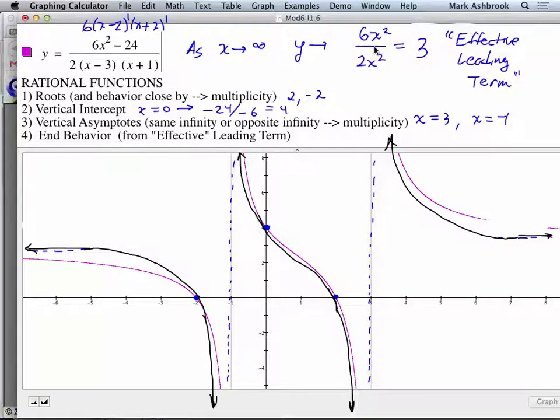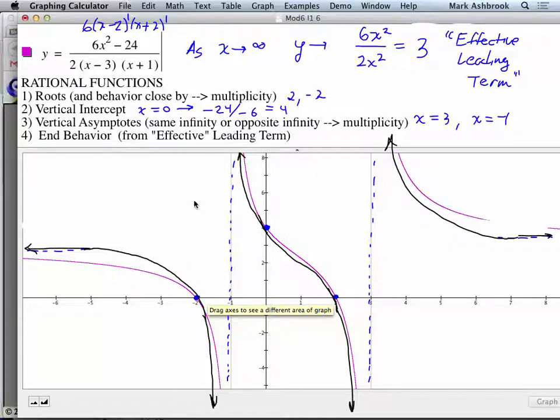Okay, so we got the roots, negative 2 and 2, vertical asymptotes 3 and negative 1, y-intercept 4, end behavior 3. So how can we confirm the end behavior? How should I transform this graph? What should I look at to see that the end behavior is indeed 3? Zoom out on the x-axis, then I'll be showing really, really large values of x. What do you expect the graph to look like? Should look like a straight line at 3.